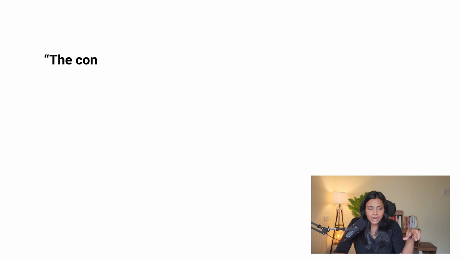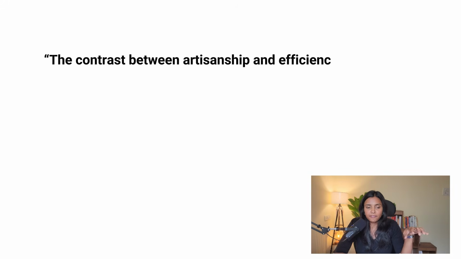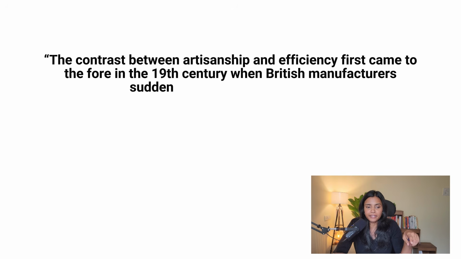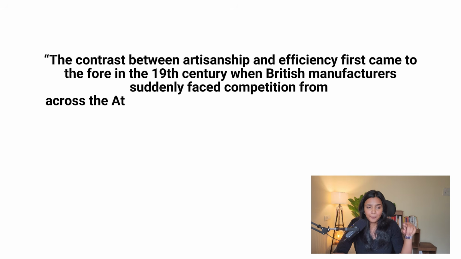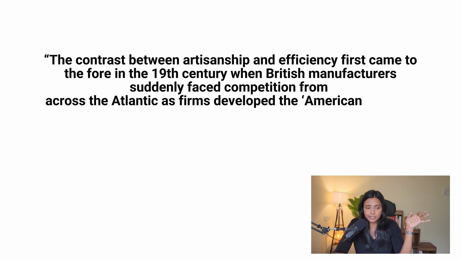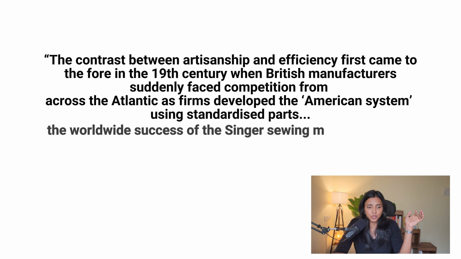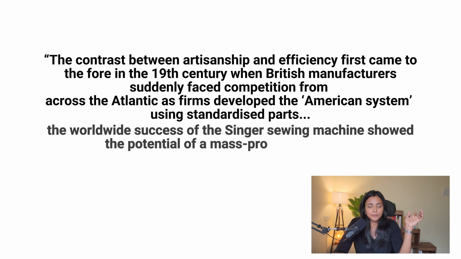And to explain each of these methods, I've taken one line from a passage of CAT 2024 slot 1 VARC, and I'll show you how that same line can be distorted to create wrong options. So the line is: the contrast between artisanship and efficiency first came to the fore in the 19th century when British manufacturers suddenly faced competition from across the Atlantic as firms developed the American system using standardized parts. The worldwide success of the Singer sewing machine showed the potential of a mass-produced device.